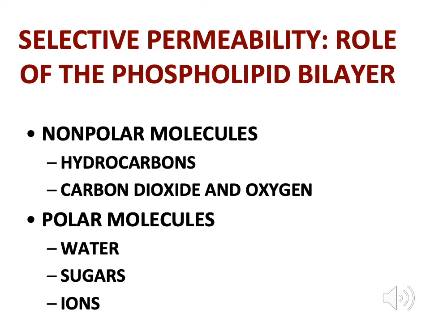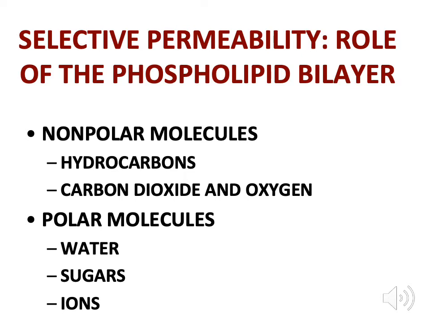Polar molecules are charged molecules, and if you've got a charge on you, positives or negatives, or if you're a larger molecule, you will not pass through that phospholipid bilayer. So polar molecules include water, sugars, and ions, and these are molecules that will not pass through the phospholipid bilayer. The bilayer, or the membrane, would be said to be impermeable.